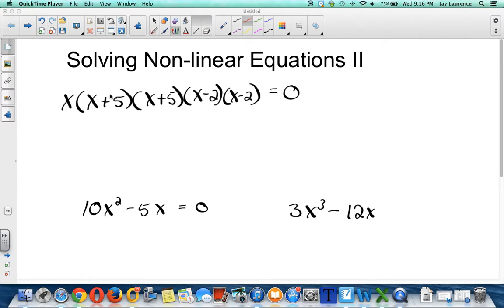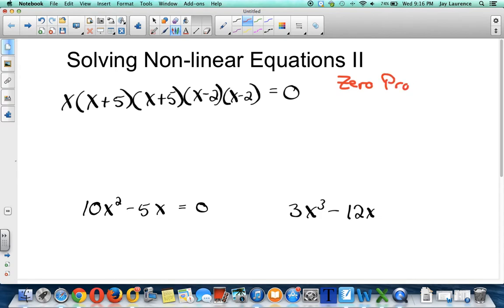Well, it's the idea that this big multiplication problem here, for it to equal 0, one of its factors must be 0. Right? A product is the answer to a multiplication problem, right? So the zero product property tells us that one of the factors must be 0 if the product of a multiplication problem is 0.